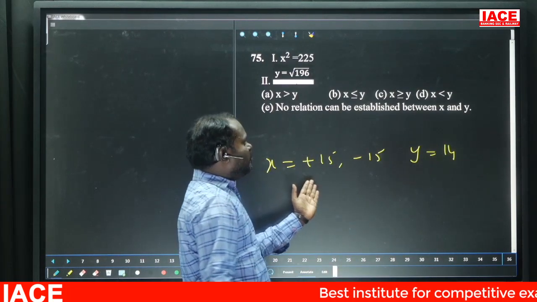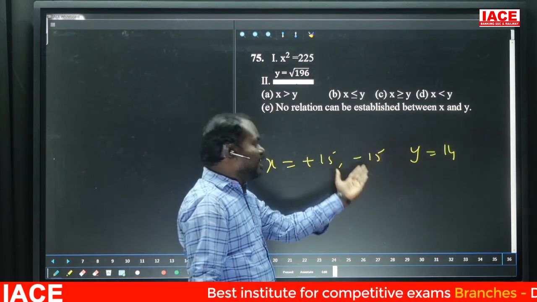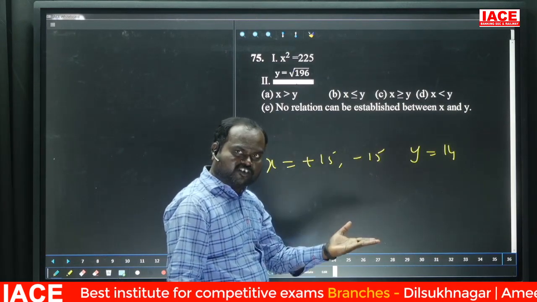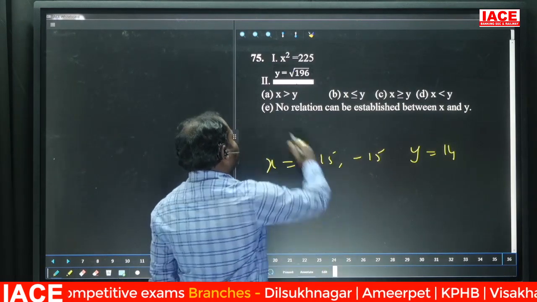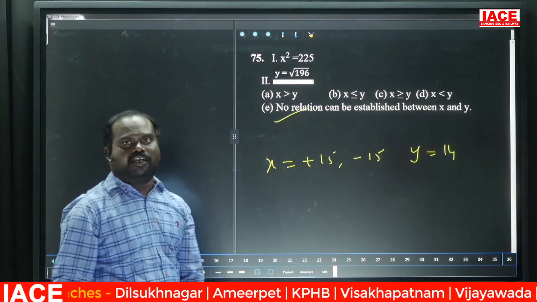So plus 15 is greater compared to 14, but minus 15 is lesser. Whenever one is greater and one is lesser, we can't see the relation. Relation cannot be established. No relation.